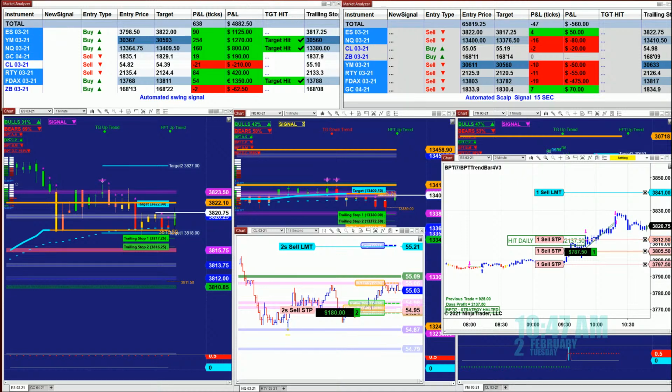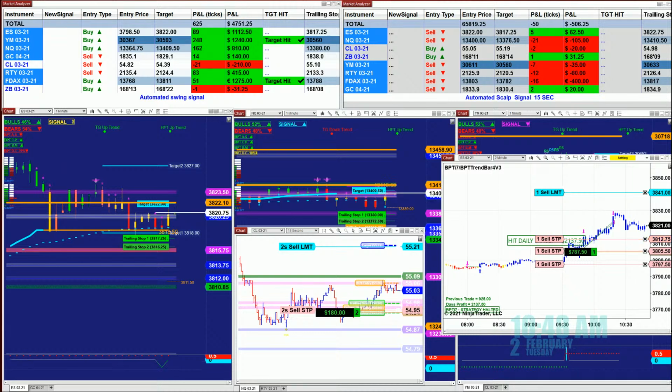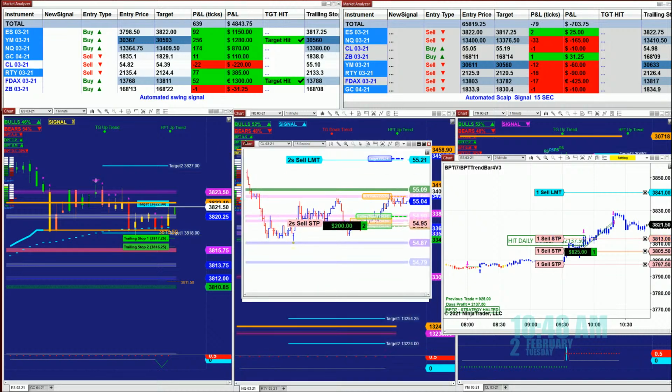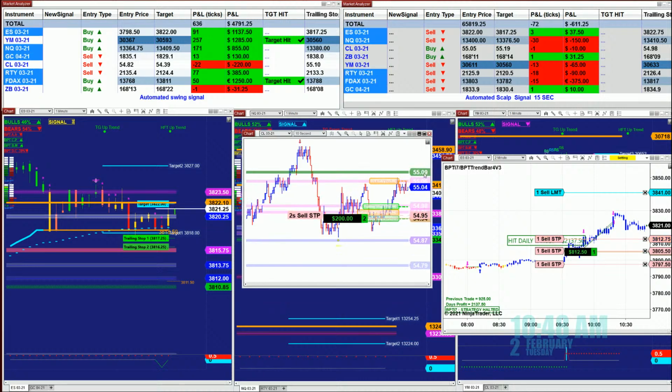Beautiful trade. Some of them will be big trades, some of them will be small trades. Welcome to trading. Depends on the market movement. We still have one more re-entry on the CL.